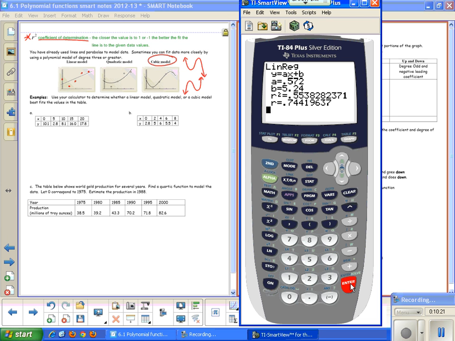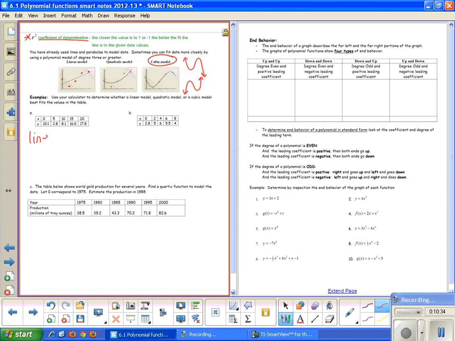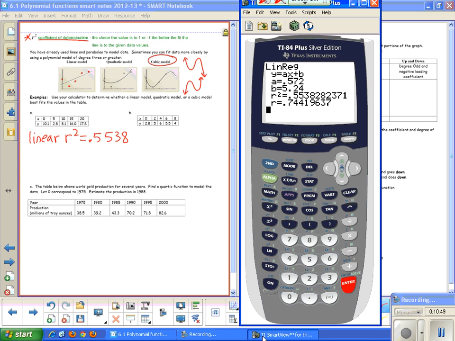To tell which one's going to be the best fit, I'm going to use that r squared value to help me. So over here, I'm going to write down the values that I need. So we have linear. The linear r squared value was equal to 0.5538. If you don't have the r squared value on your calculator, every time you clear your calculator memory, you have to put it back in.